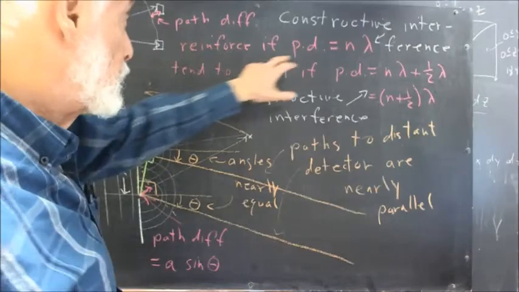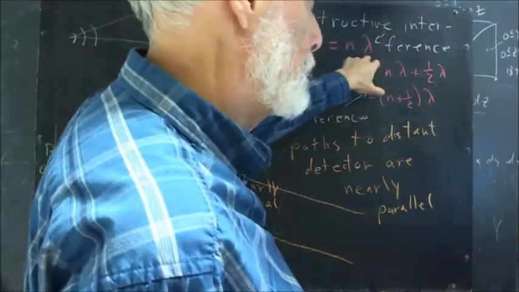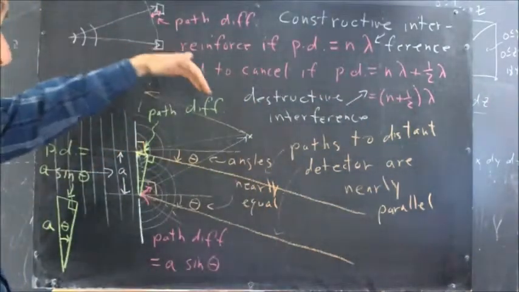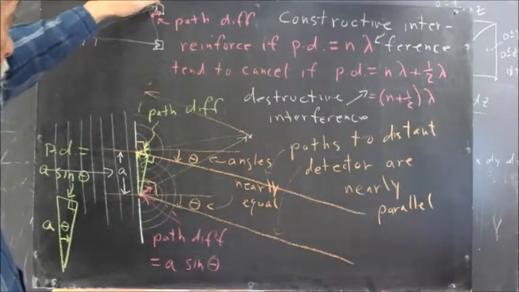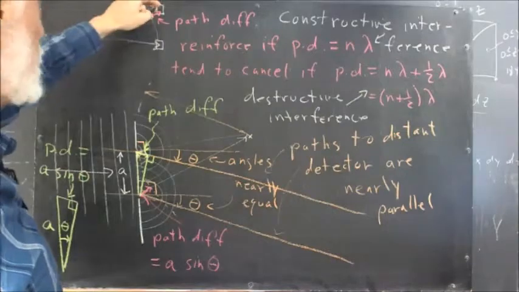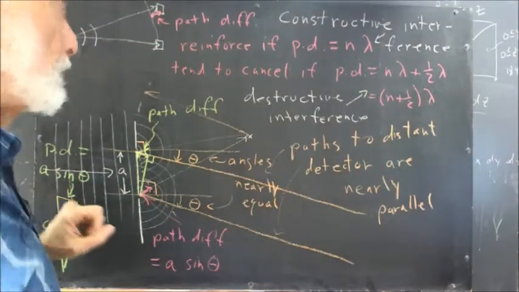They tend to reinforce if the path difference is a whole number of wavelengths, because that will bring peaks into this one. At the same time, peaks are coming into this one. Even though it's a later peak, you're still going to have a peak reinforcing a peak.